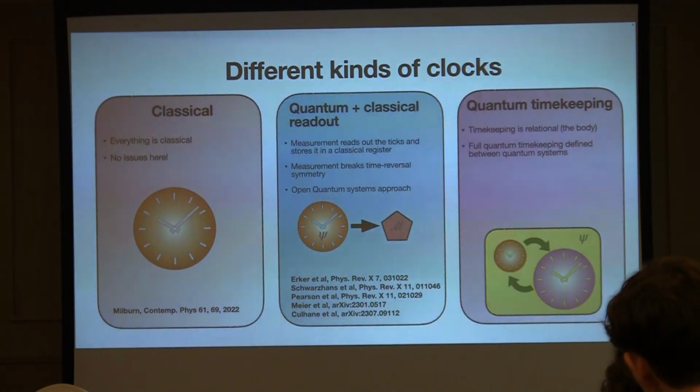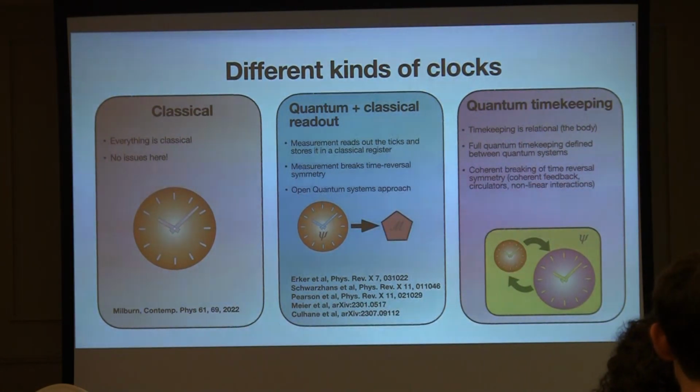And you might be wondering, how does this breaking of time reversal symmetry come into it? Well, this can be done coherently using things such as coherent feedback, or it can be done using circulators or nonlinear interactions. It doesn't require the notion of measurement to break that time reversal symmetry.